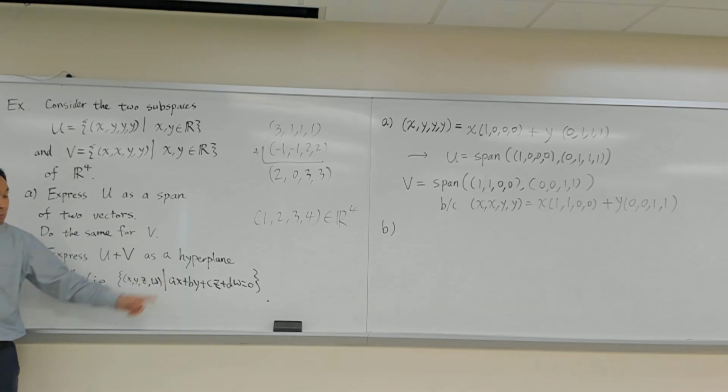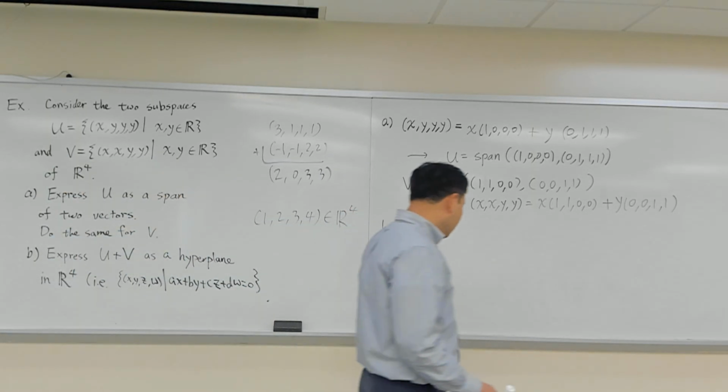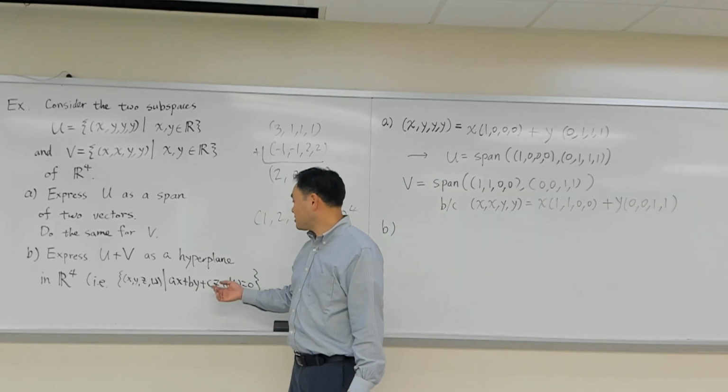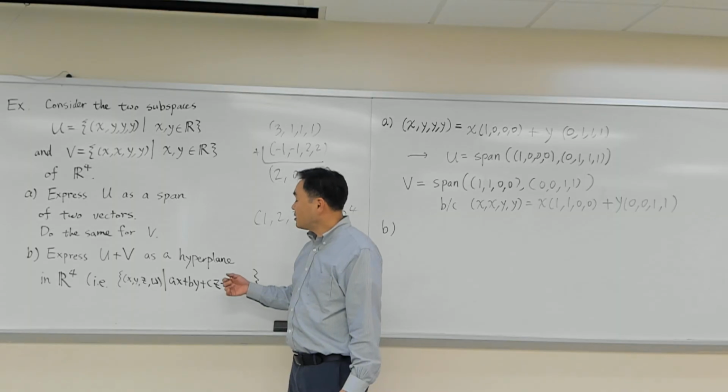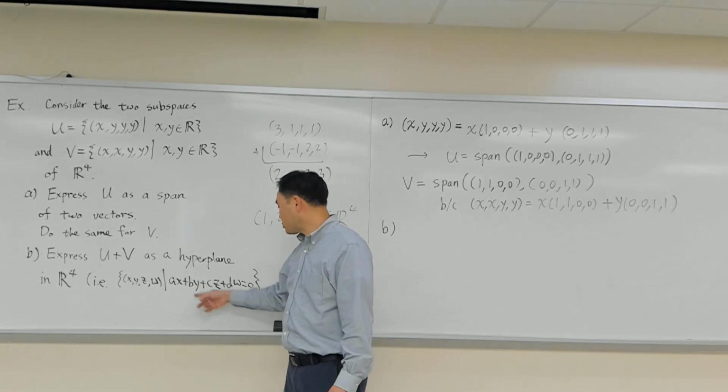But here it says hyperplane. Apparently this question is giving you a hint. What's a hyperplane? A hyperplane is when you have a single linear equation equal to 0. That's a hyperplane. And such an object is dimension 3. You got that? It's dimension 3. So it kind of makes sense. It's not all of R4. It satisfies one single equation.